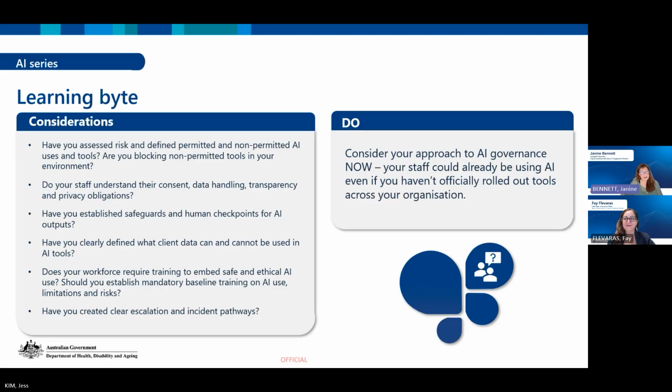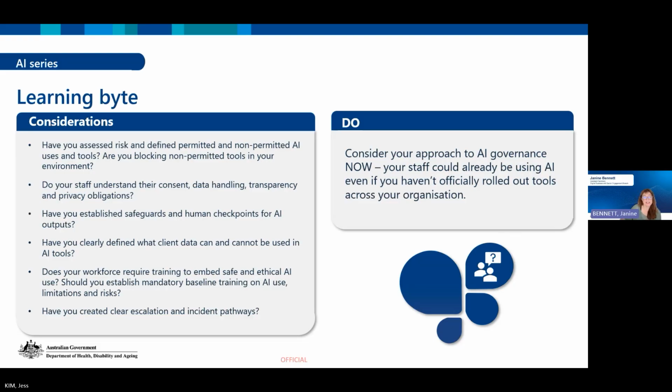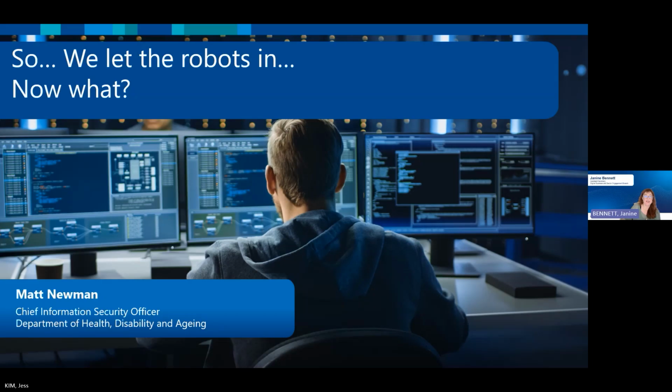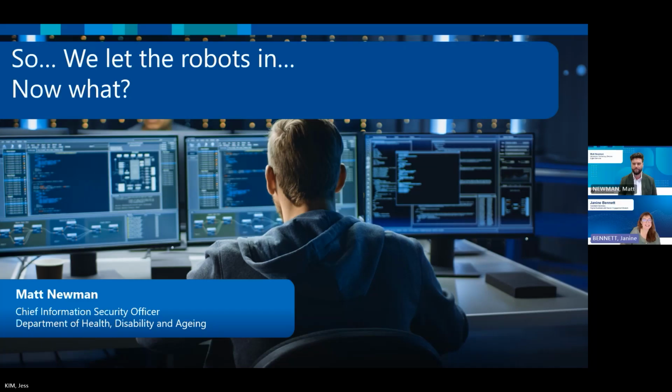Okay, so now we're going to hand it over to Matt Newman. So Matt is the Assistant Secretary for Cyber and Assurance Branch in the department, and he is a Tech Talk first-timer, so everyone be kind to Matt. He's going to talk us through some cybersecurity considerations that are really useful. And I'm really loving the provocative title of your presentation, Matt: Who let the robots in and what do we do about it? Over to you.